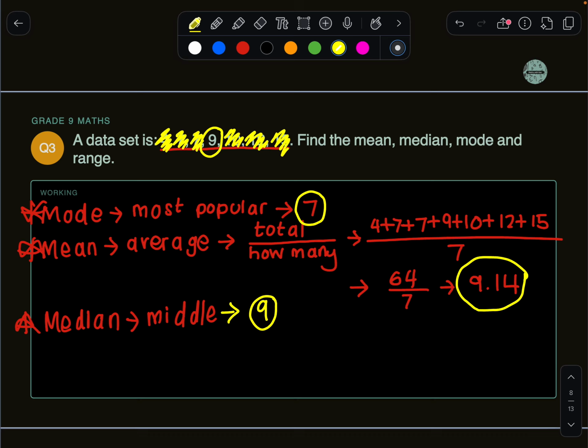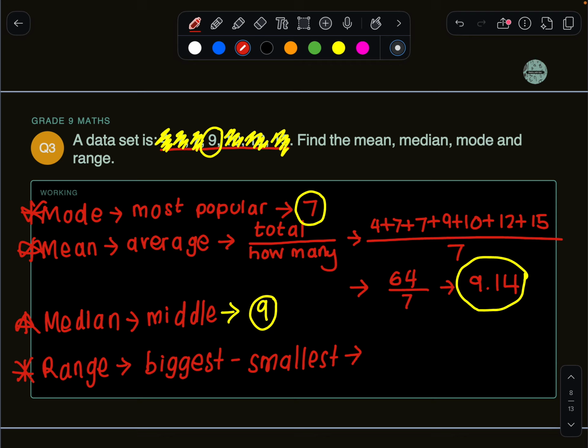And then the range, which is probably the easiest one of these. So range is always just what is the biggest number minus the smallest number. So here, the biggest number, although I've crossed them all out now, is 15. The smallest number is 4. 15 minus 4 is 11. And so that is our range for this data set.